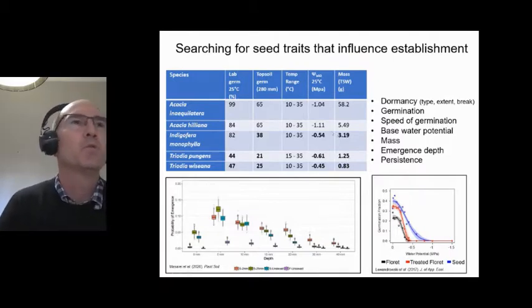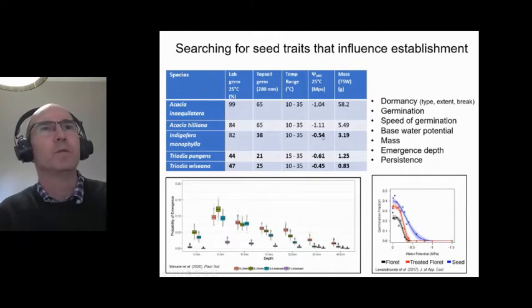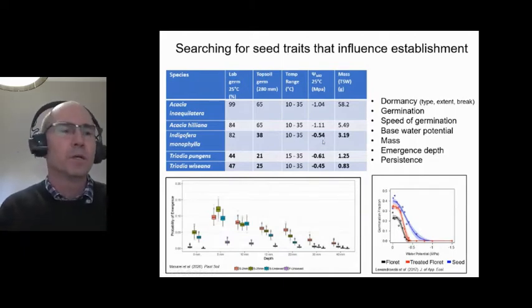Just one example I've tried to highlight: for indigofera, this is the water potential at which 50% of the seeds are able to germinate. So this is quite high. These seeds are quite sensitive to water stress compared to the acacias. So that may be a reason why we see lower germination relative to the acacias.